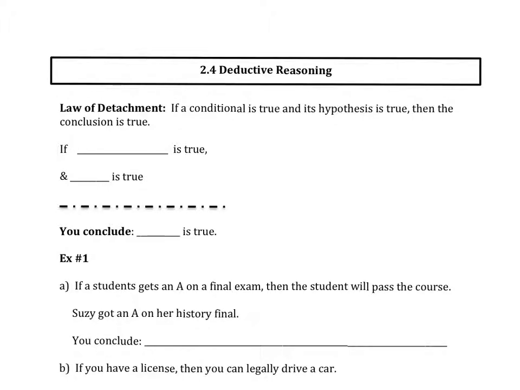We're going to talk about two types of deductive reasoning. And it's really two laws that come into play. The first law is the law of detachment. The second law is the law of syllogism. And that one might show up for you in English class at some point.